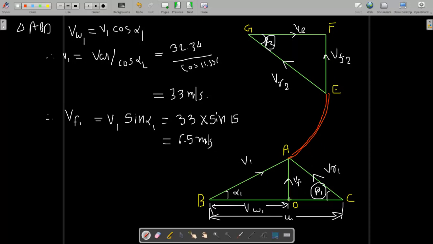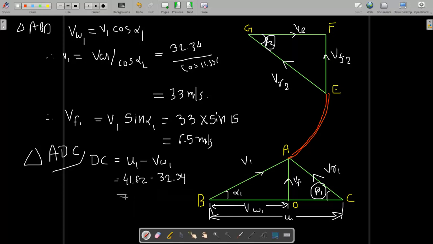Now from triangle ADC, this AD will be VF1, and from triangle ADC we can easily write that DC is equal to U1 minus VW1. So U1 minus VW1, that is 41.62, and VW1 is 32.34. So when you solve this, you will get around 9.52 meter per second. This is the difference of the velocity here.